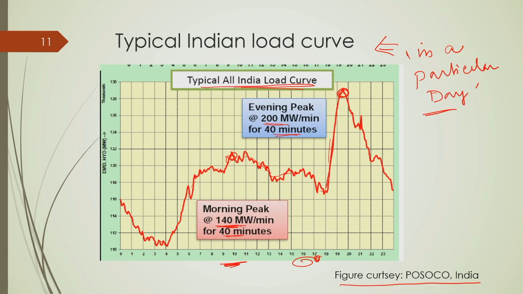Why does this steep peak occur? Because during that time all people come back to their respective homes, and they use all the appliances they have in their house, and that is why residential demand hugely increases during this period of time. It reaches the evening peak at this point, sustains for some minutes, and then eventually gradually reduces. So, this is the typical nature of the load characteristics all over India.